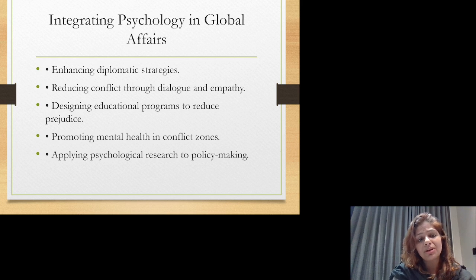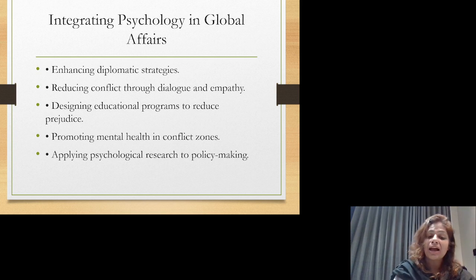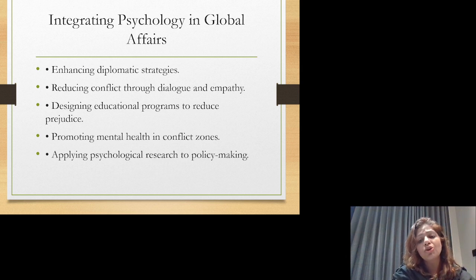Integrating psychology in global affairs: how enhancing diplomatic strategies can work together, reducing conflict through dialogue and empathy, designing educational programs to reduce prejudice, promoting mental health in conflict zones and how this can be preserved, how mental health can be seen as one of the major derivatives and also as one of the best practices of every country. Applying psychological research to policy making makes policies more user friendly and stakeholder friendliness is attained.